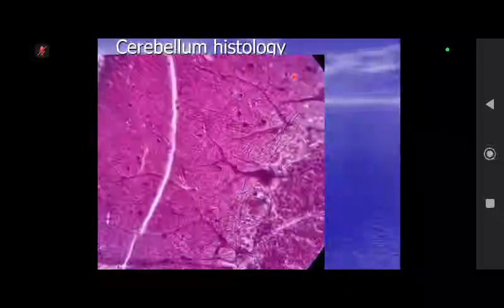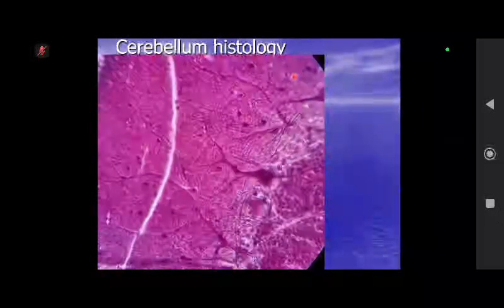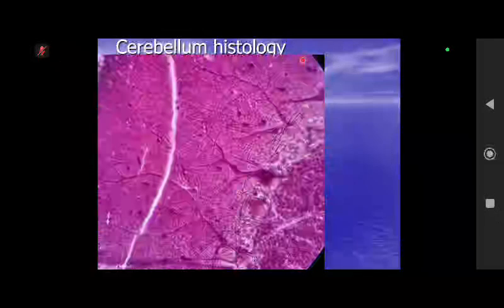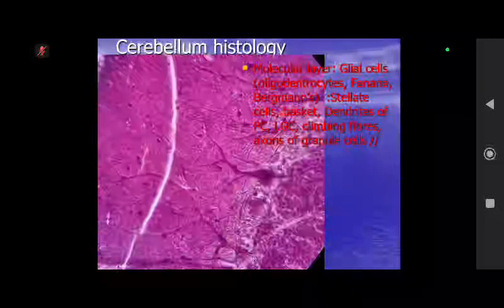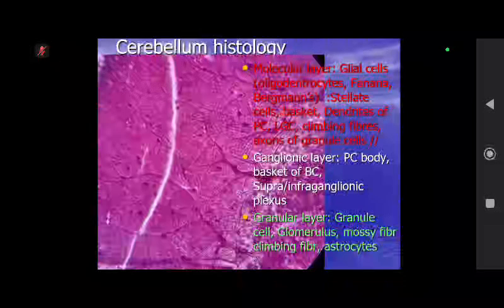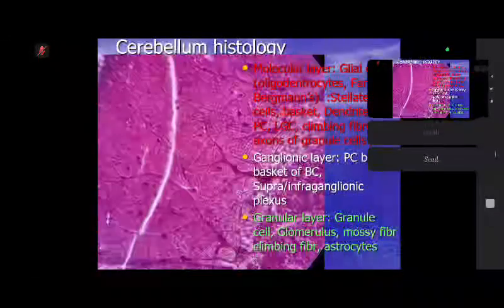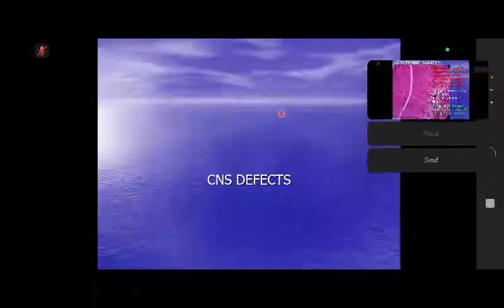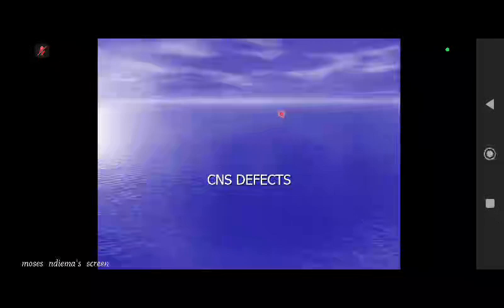Well, this is just a repeat of what we've done, but showing a clear picture of what we see. We have the molecular layer, we have the ganglionic layer, and the granule layer. That is what we will cover today.